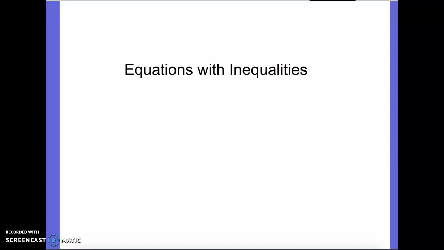Hey guys, today we're going to start talking about how to solve equations with inequalities. So first of all, let's talk about what an inequality is. Equal is equal, right? Inequality means it doesn't necessarily equal. So you've dealt with these before when you did greater than and less than. And I'm pretty sure you've also seen greater than or equal to, or less than or equal to.